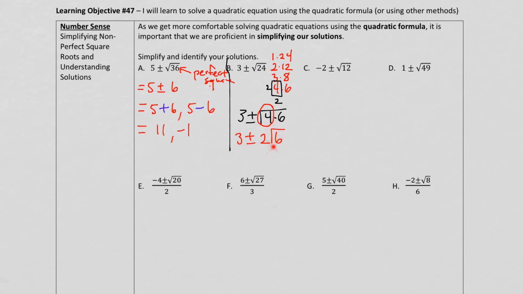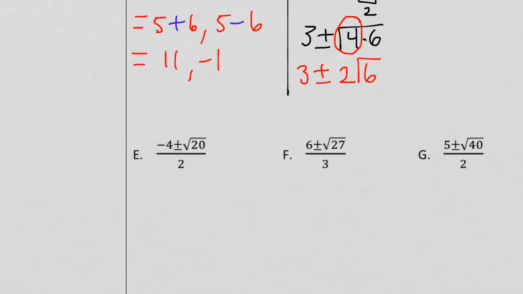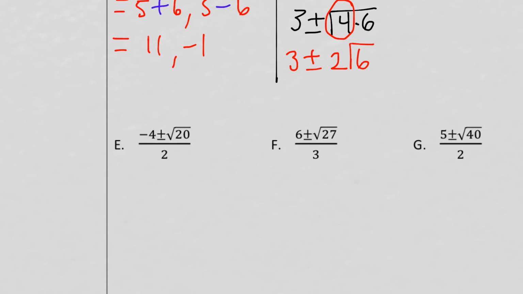But this simplification comes in handy with the quadratic formula because we're going to get used to seeing work like these, for example, down here. So we'll do one more together in this first video. In example E, I have negative 4 plus or minus the square root of 20 over 2. So again, this square root of 20 is not a perfect square. So I need to be able to simplify it by thinking about all the factor pairs of 20. So 20 is 1 times 20, 2 times 10, and 4 times 5.